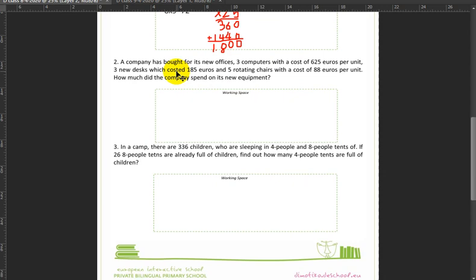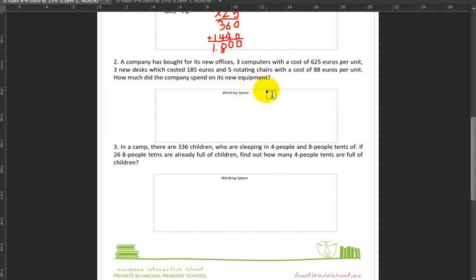Next problem that we have says, a company has bought for its new offices 3 computers with a cost of 625 euros per unit, meaning that each computer is going to cost 625 euros, 3 new desks, which cost 185 euros, and 5 rotating chairs with a cost of 88 euros per unit, meaning that, again, 88 euros for each chair. How much did the company spend on its new equipment?